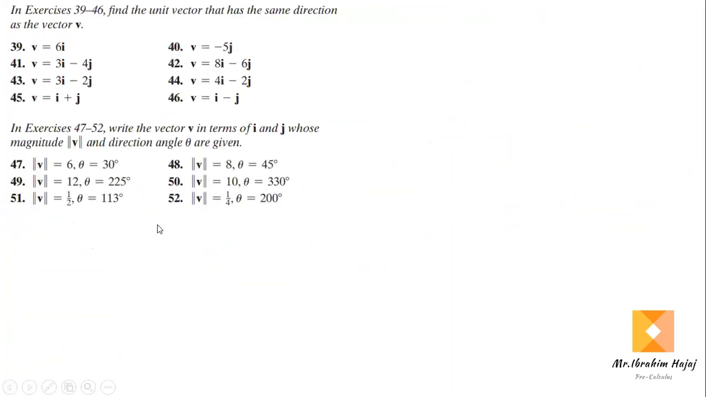Okay, here from 39 to 46, and then from 47 to 52. In these exercises, from 39 to 46, you find the unit vector that has the same direction as the vector v. Question number 44: what's the unit vector of vector v? V equals 4i minus 2j.